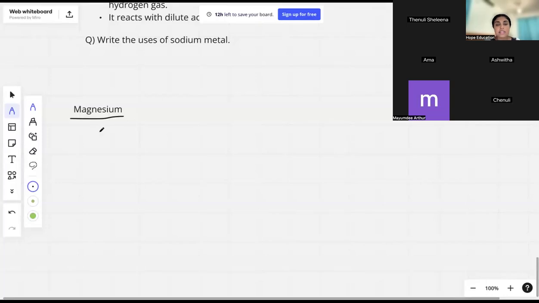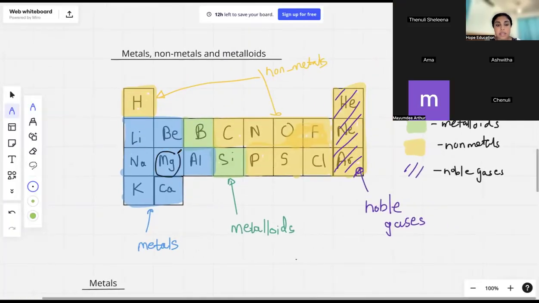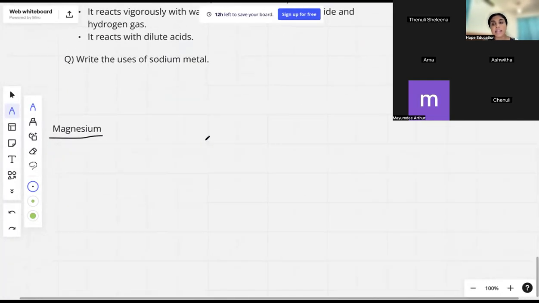So now when you consider magnesium, magnesium is also a metal that we know, right? Because in our periodic table, magnesium is a metal. So it's a metal that we know very well, right? So when it comes to magnesium, magnesium is also reactive. Yes, it's quite reactive, but sodium is very highly reactive. I told you it reacts with everything and anything, right? But magnesium is not as reactive as sodium, but it's also quite reactive, right?